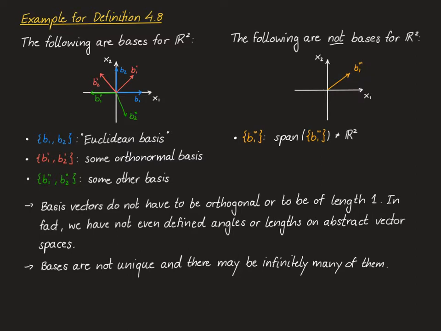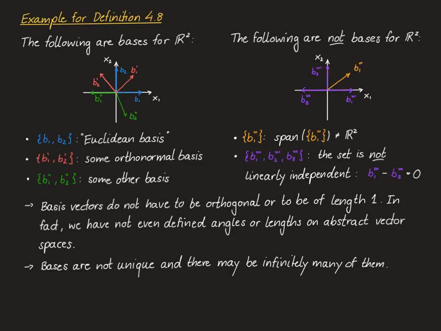Now let's also look at some sets that are not bases for R2. First we consider this vector b1'', and obviously b1'' is not a basis for R2 because the span of this single vector does not equal R2. In fact, the span of the single vector is just this line in R2, but we cannot realize any vector that's perpendicular to this line, for example.